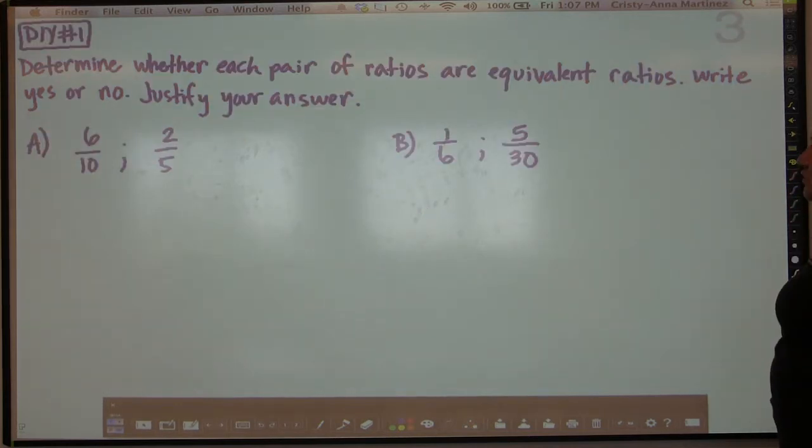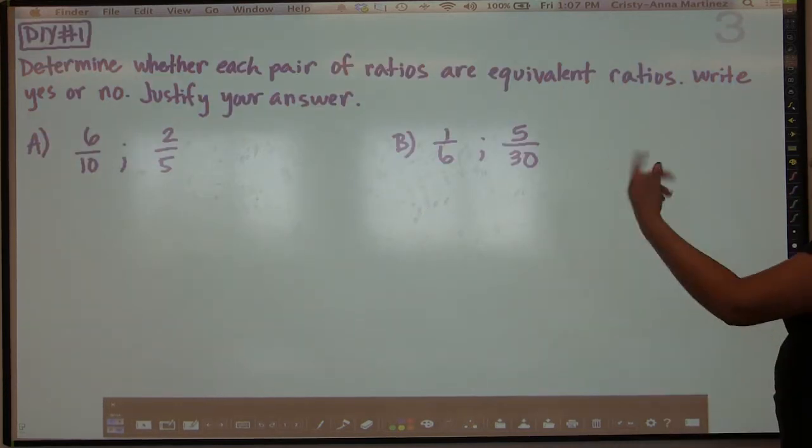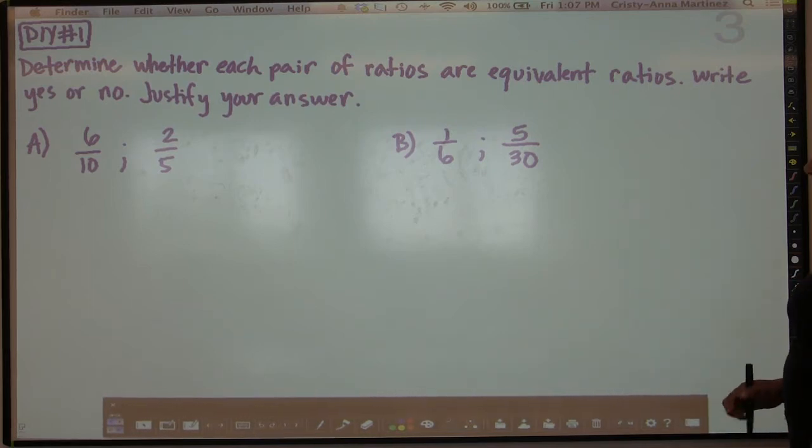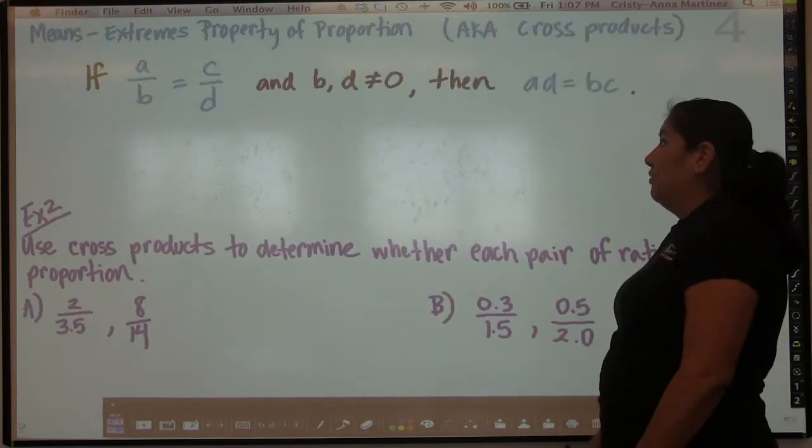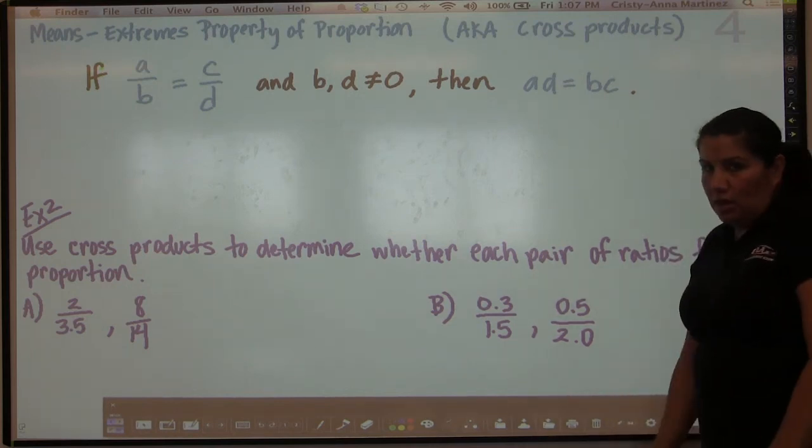And so now you can try a couple on your own. I have 6/10 and 2/5, and then over here on part B we have 1/6 and 5 over 30. You can determine whether or not they're equivalent ratios. And then meanwhile, we're going to go on to the means, extremes, property of proportion. That is a real long name.